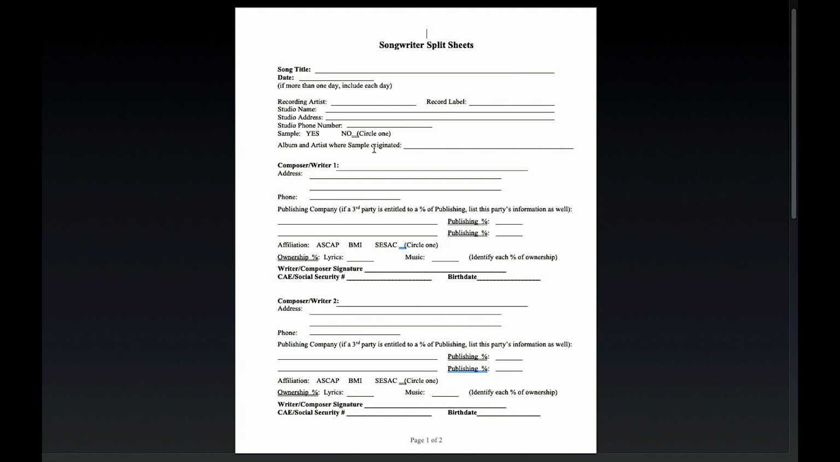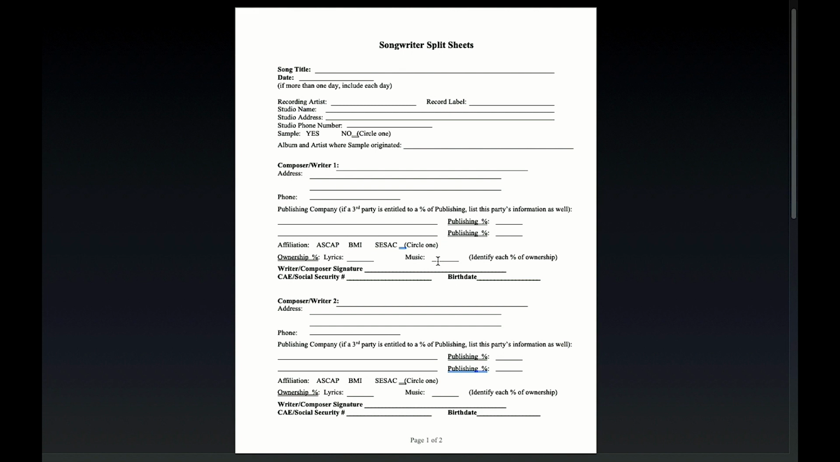So in this next line, you will have a composer or a writer that could also be a producer as well. You'll put their name, their address, their phone number, and any publishing company that they're associated with. And if they're affiliated with ASCAP, BMI, or SESAC, or any other company. You would also put the ownership, how much percentage of ownership they have for the lyrics or the music. They are two different things.